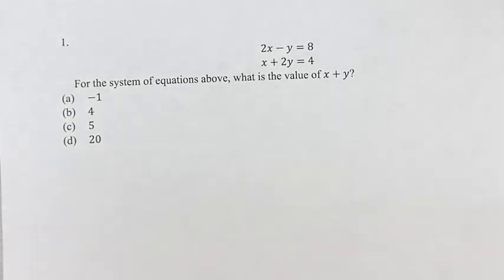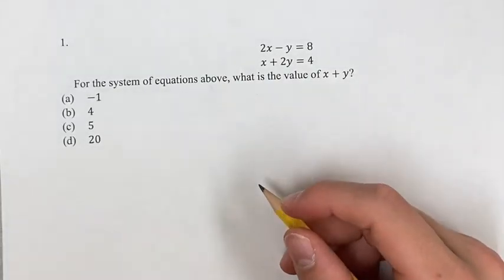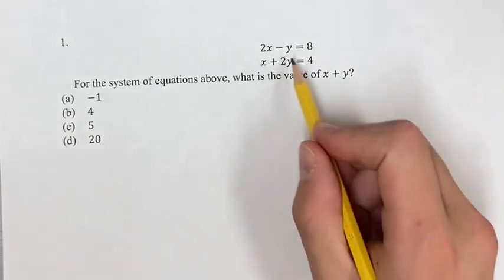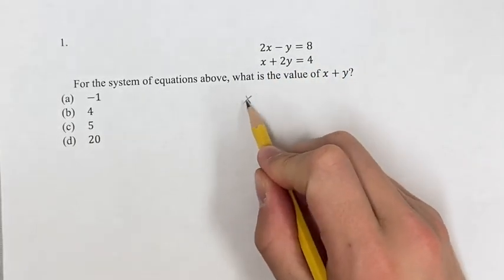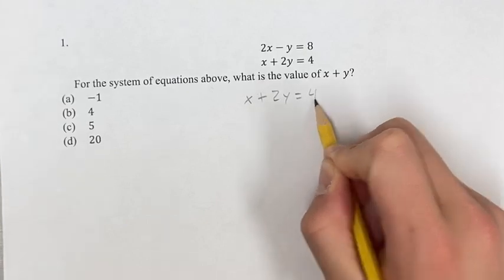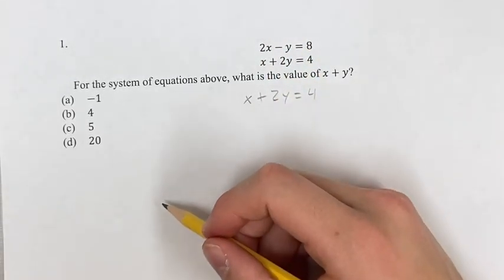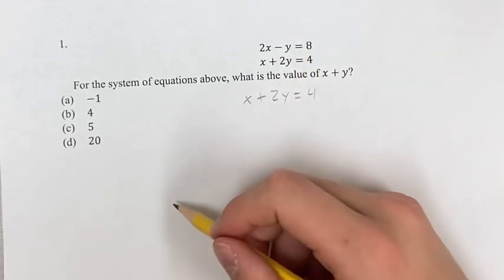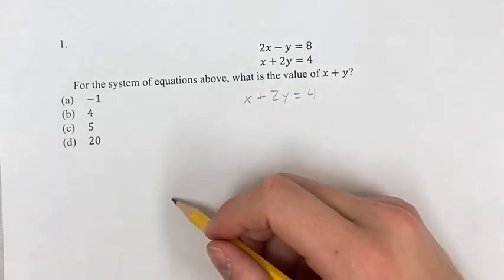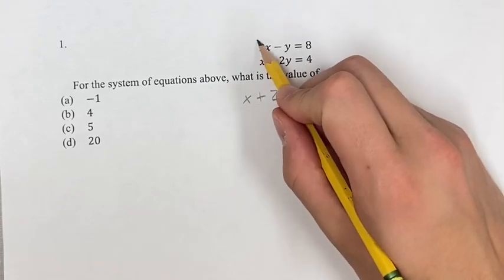In this problem, we're given a system of equations, and we're asked what is the value of x plus y. So the easiest way to do this, I think, is using elimination. So we take this equation on the bottom, we have x plus 2y is equal to 4. And then we want to take the first equation and multiply it by some number so that when we add the two equations together, one of the variables is going to eliminate. It's going to cancel out.